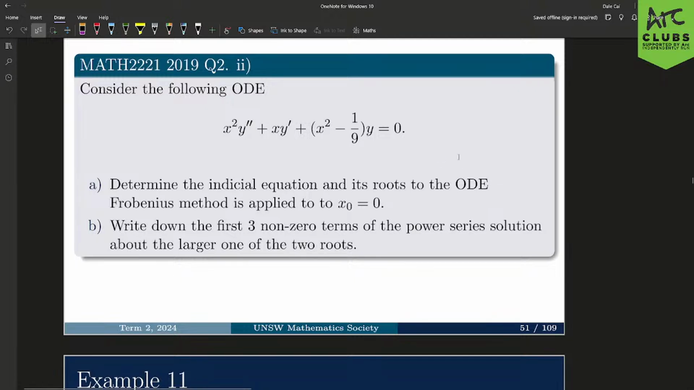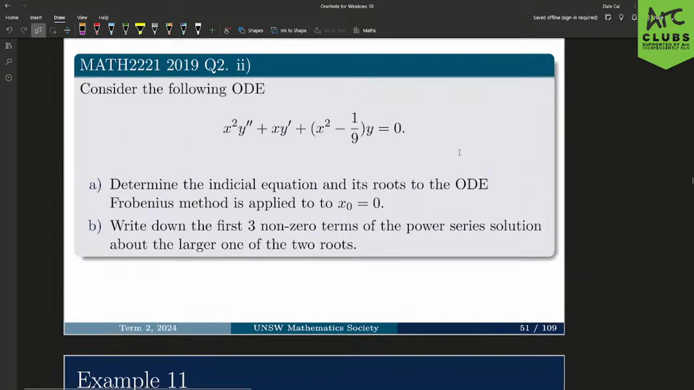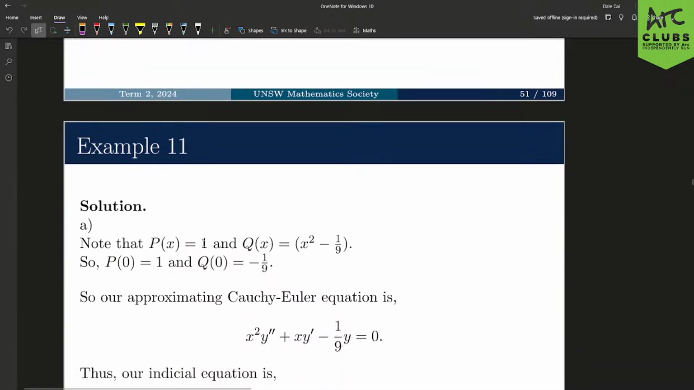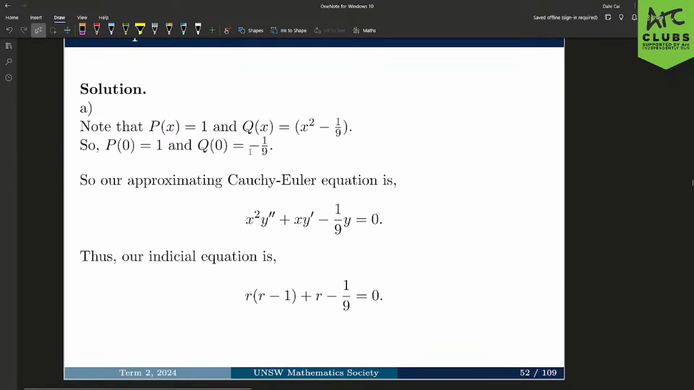Okay, so what we're saying here is we're going to do this as a power series around 0. The polynomials in this case: p of x is 1, and this is q of x. So we're going to sub in 0 into these and see what we get. Since p of x is 1, and q of x is that, sub in 0, you get 1 and negative 1/9.